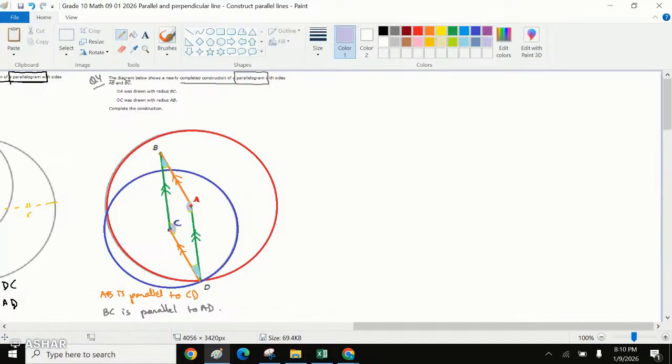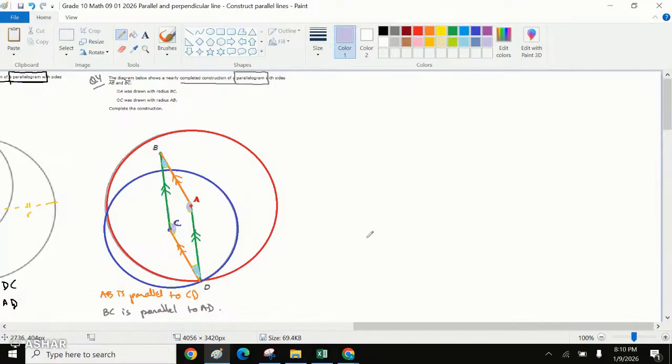And the sum of all the angles would be 360, because the sum of interior angles of a quadrilateral is always 360, and the sum of the sides, like in this case, angle B plus angle A, that is 1 acute plus 1 obtuse, would always be 180.